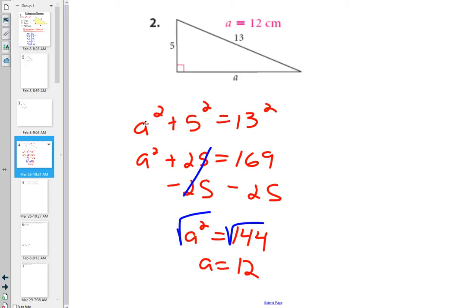Well, that's a square root. Square root of 144.